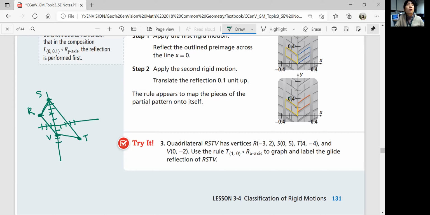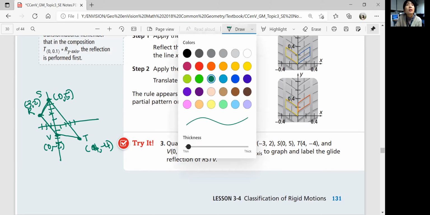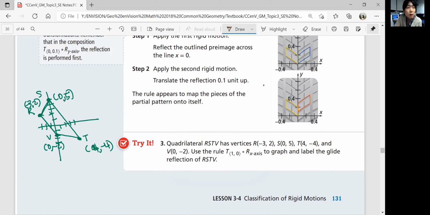Okay. So reflection across the x-axis. Let's write the coordinate points. 4, -4, and then 0, 5, and then -3, 2. Do you remember what the rule was for reflecting across x-axis? Your x values stay the same, but your y values are the opposites, right?